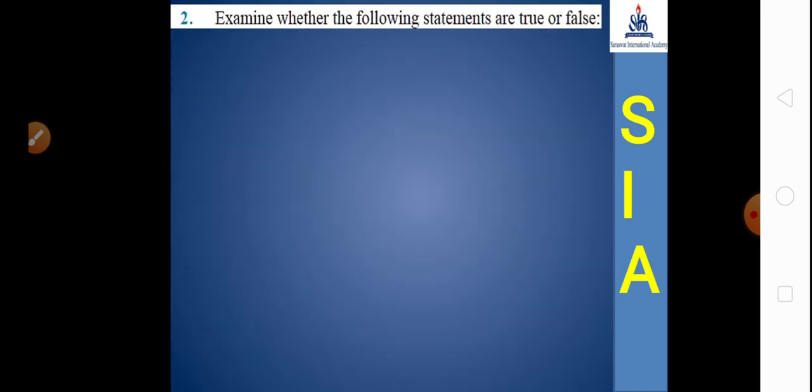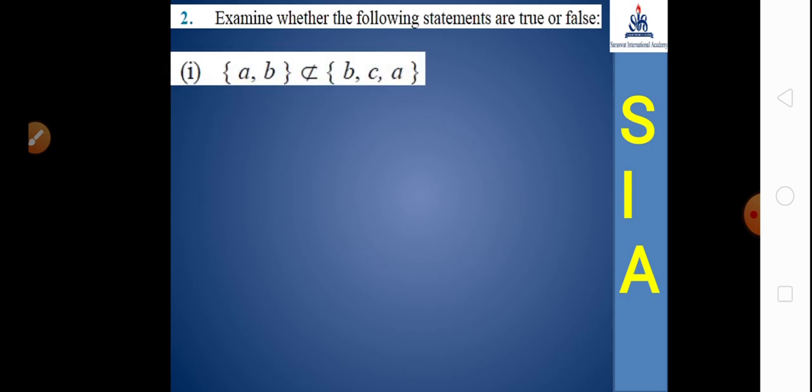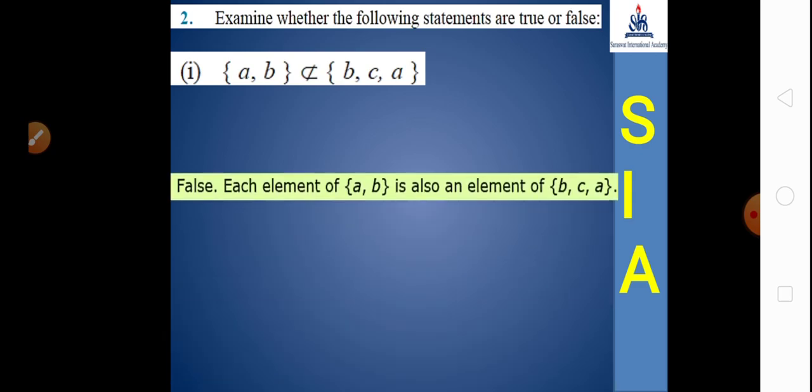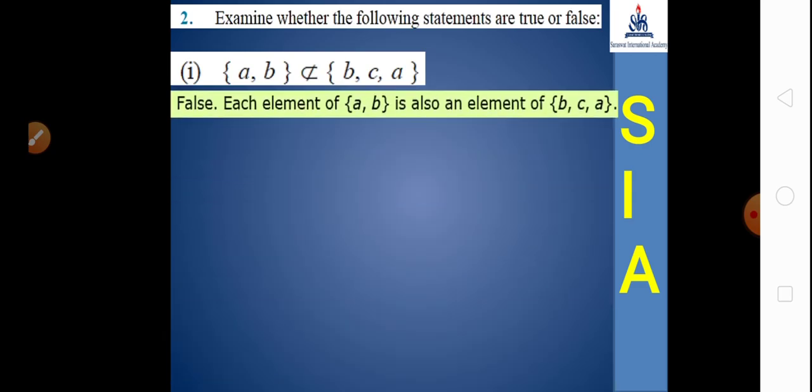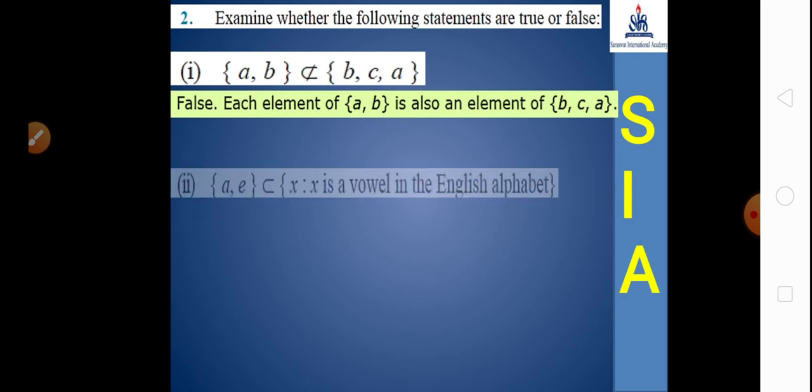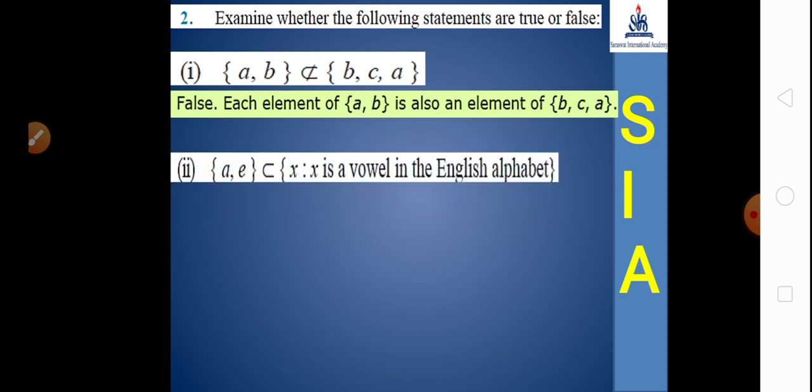Second one. Examine whether the statement is true or false. Is {a, b} present in the given set? Yes, present. But here it is written not a subset, so my statement is false. Actually my answer is a subset. Second, is a present in the vowels of the English alphabet? Yes, present, and it is given as subset. So my answer is definitely subset, and it is true.